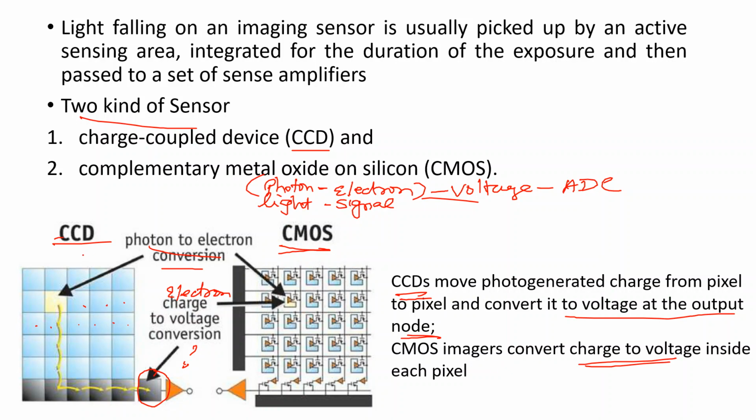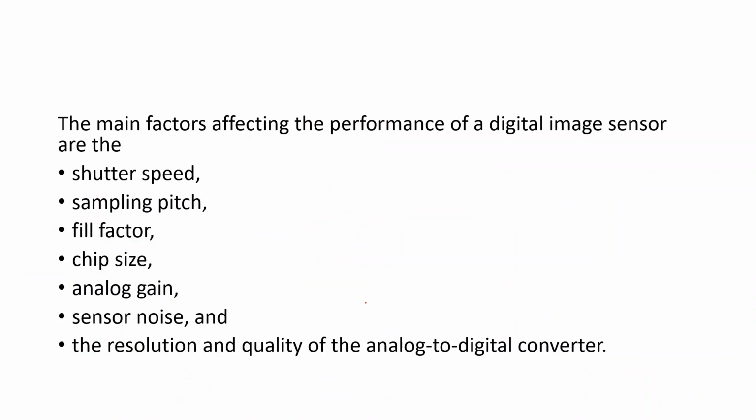So CCD is a sequential process, and only at the last do we get the voltage. In the case of CMOS, every pixel itself directly converts photon to electron, then electron charge to voltage. Then it is given as input to the analog to digital converter. Analog signals are converted into digital signals, and we get the final image.